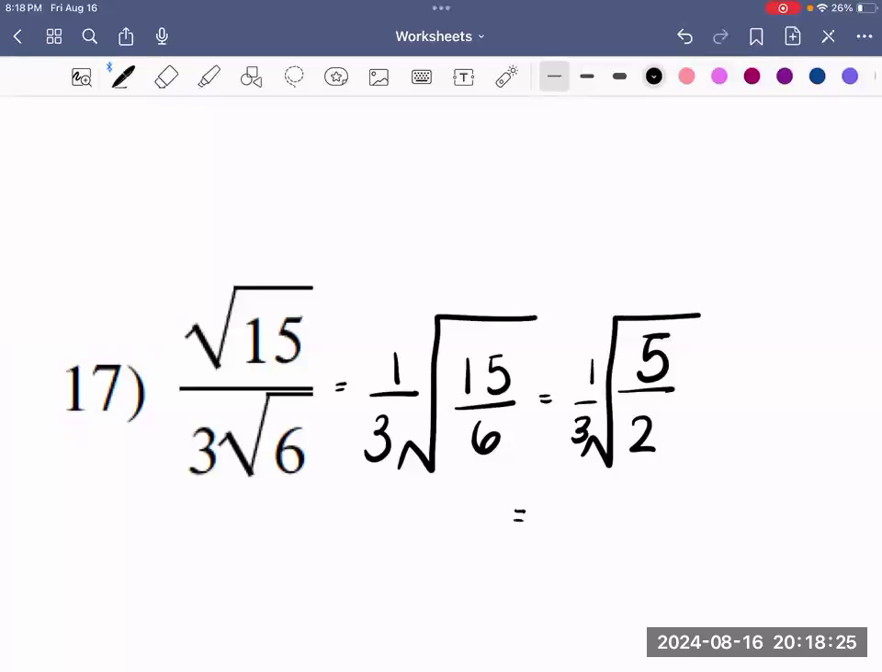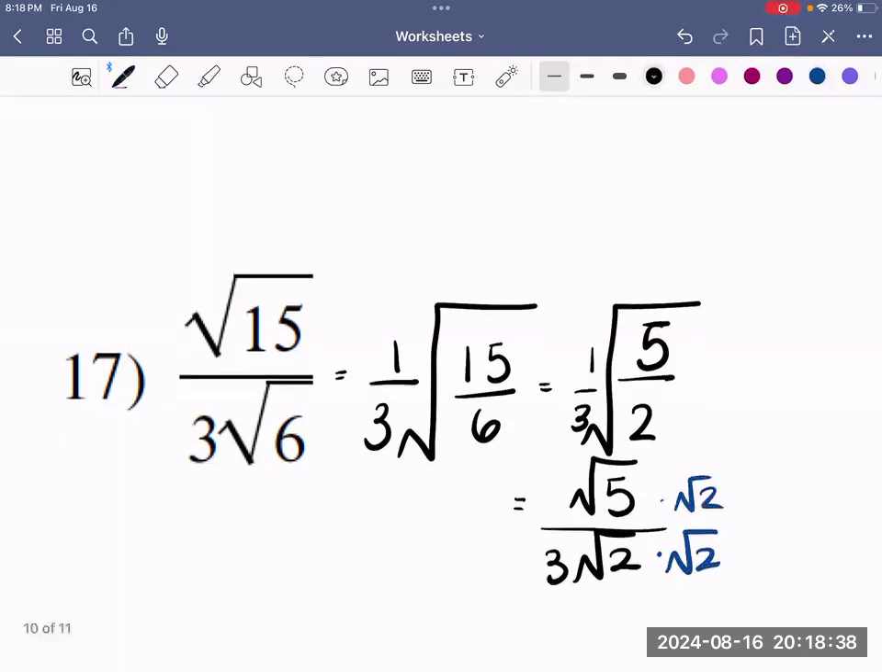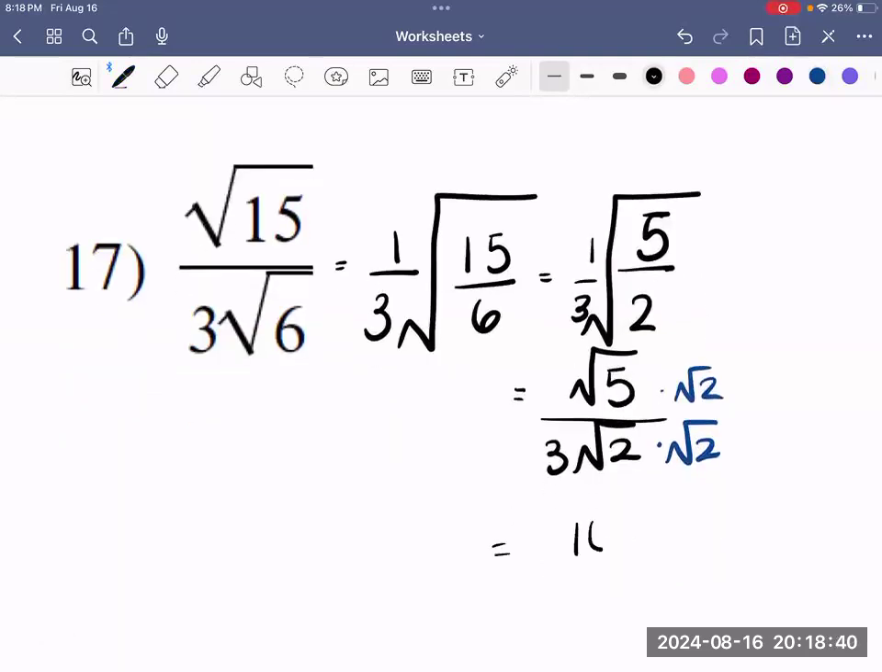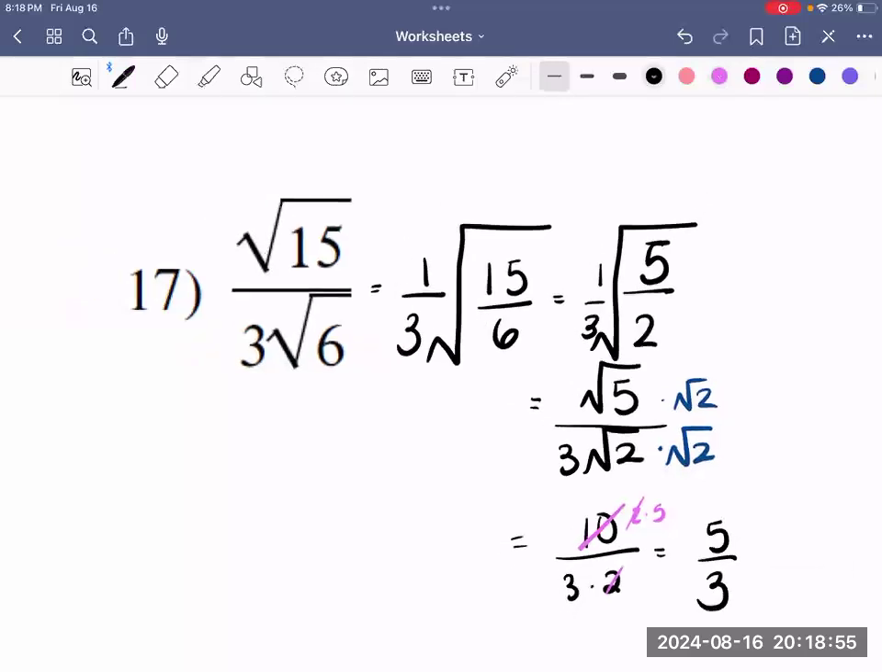Now, because that no longer simplifies, you can then bring it back to its original, in which case the square root of 2 we need to rationalize, so we can multiply that out. So you get 10 over 3 times 2. Well, actually, 10 has a 2 in it, so 2 times 5, so that'll cancel. So you're left with 5 over 3.